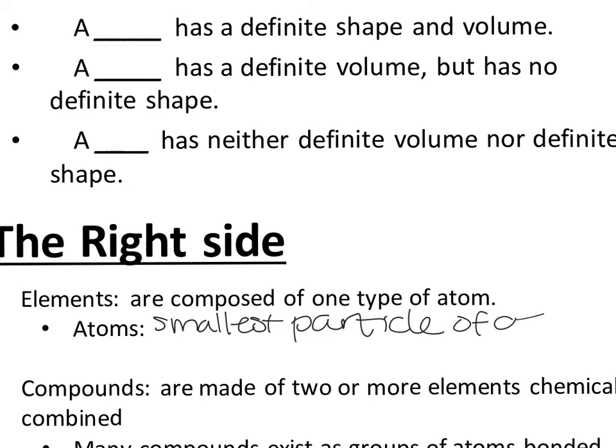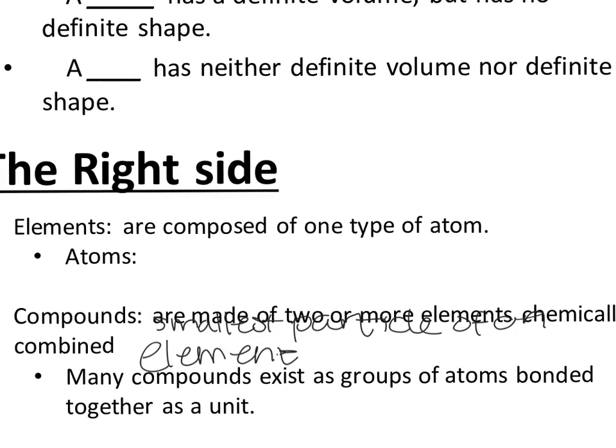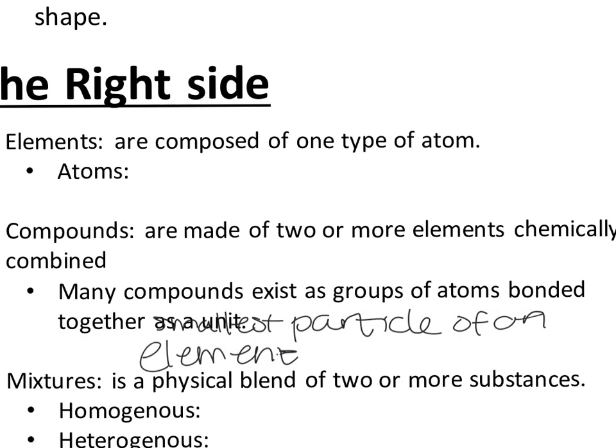So what that means is that every single thing in there, all of those atoms, are just the smallest part of the element, and all of those are exactly the same. Okay, so our compounds. Compounds are made of two or more elements. There can be three, there can be four. And somehow, through some process, they are chemically combined.